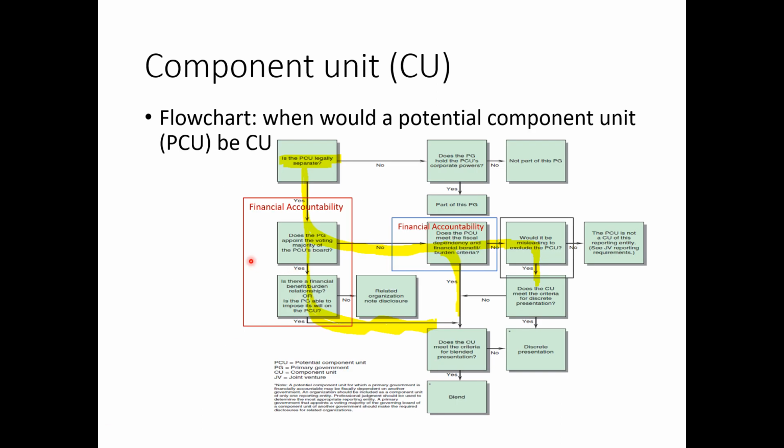So in the flow chart, we can find the affiliated organization. It's legally separate, yes. Does it appoint board members? No. Does it have any of these dependency or burden relationships? The answer is also no. And if we exclude it, it's not going to be misleading. So yeah, it's right here. The organization is not a component unit in this case. It could be a joint venture or an affiliated organization. It's right here.